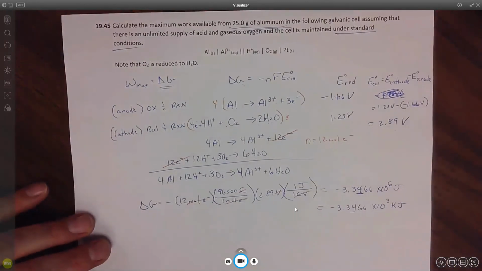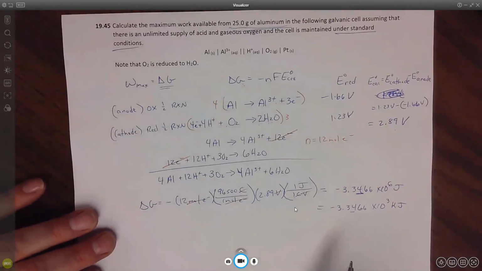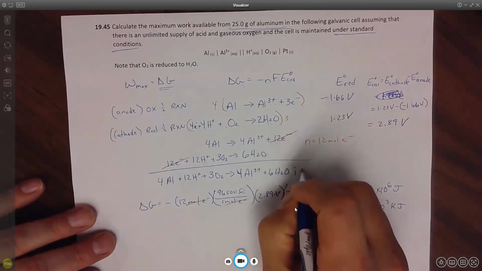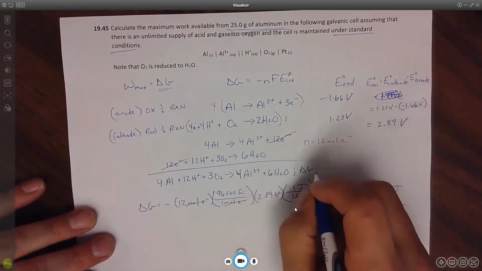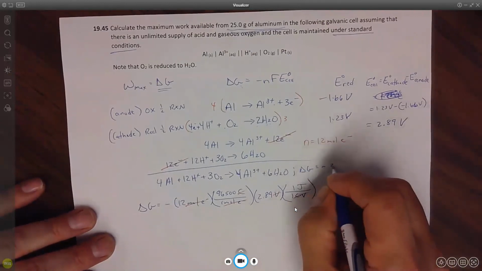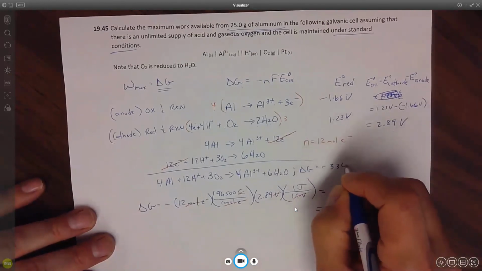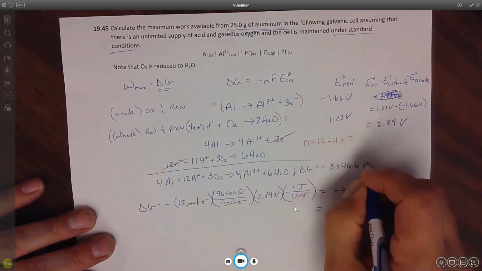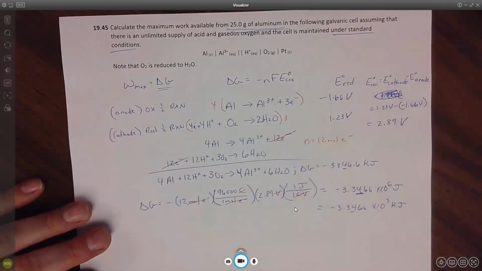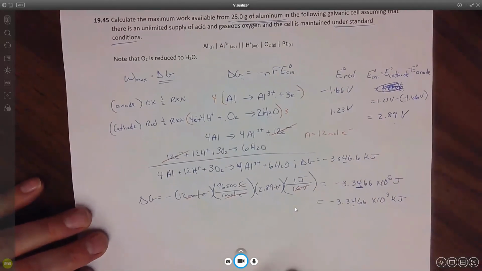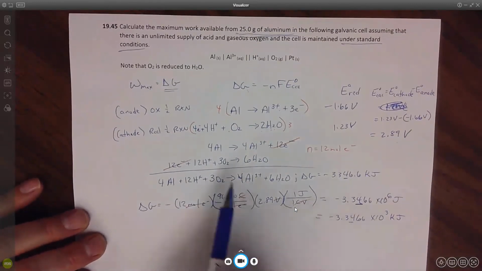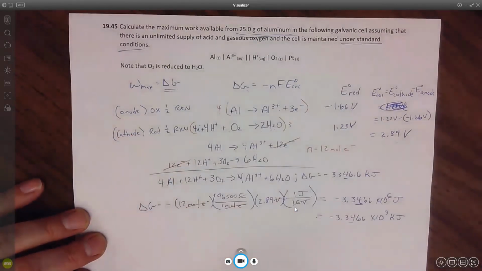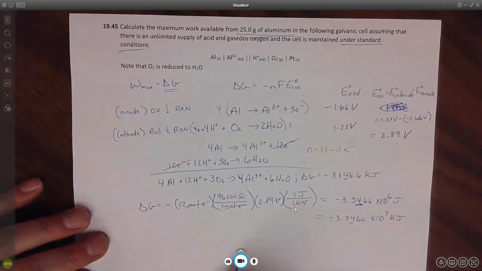Okay, now we know del G. So this is our del G. Del G is equal to negative 3,346.6 kilojoules. And now finally, we could actually answer the problem. Maximum work for 25 grams of aluminum, aluminum being the limiting reagent.